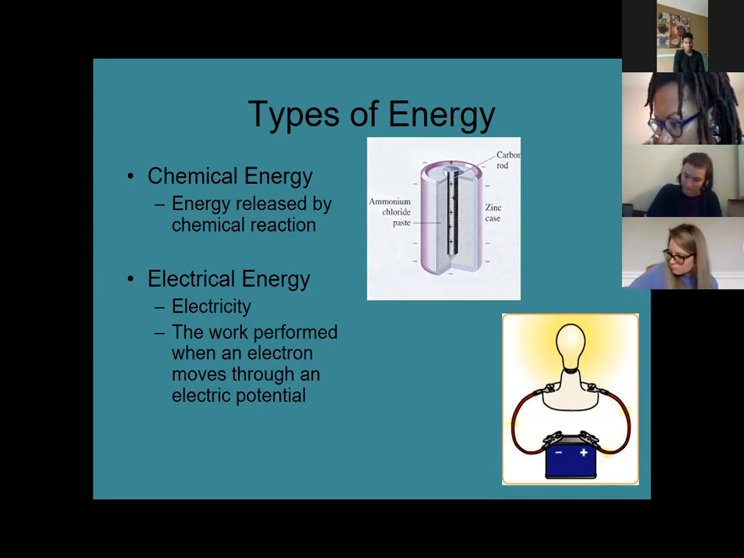So if we apply a voltage to a conducting wire, it can cause electrons to flow, and that is electrical energy. Electrical energy is really a subclass of kinetic energy because those electrons in motion have kinetic energy, but it's very specific, so we just consider it electrical energy or electricity.